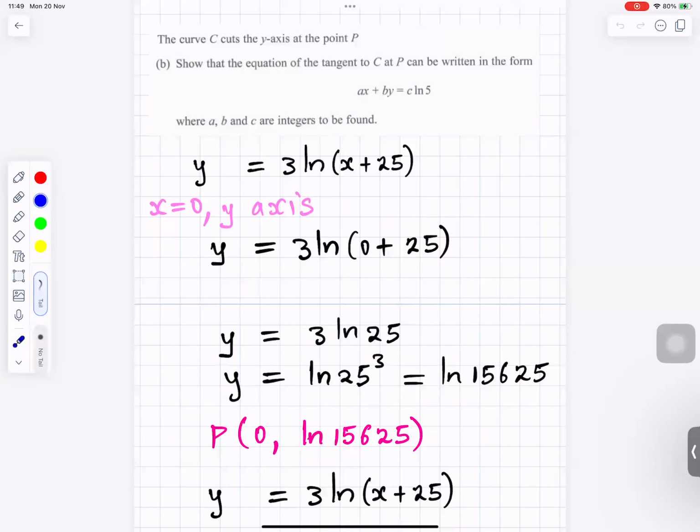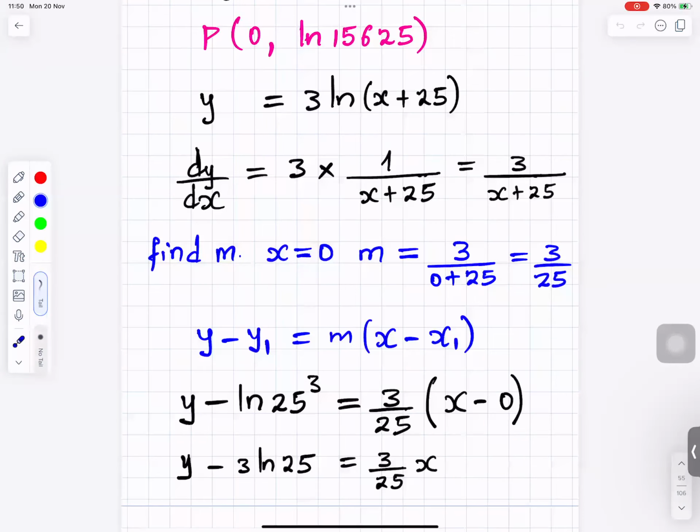For part B, you put x as 0, and you get 3 ln(0 plus 25), so you get 3 ln 25. You can take the 3 to the power, giving ln 25 cubed, which is ln 15625, or you can leave it as ln 25 cubed. So dy over dx, how do we differentiate that? When you differentiate ln x, you get 1 over x.